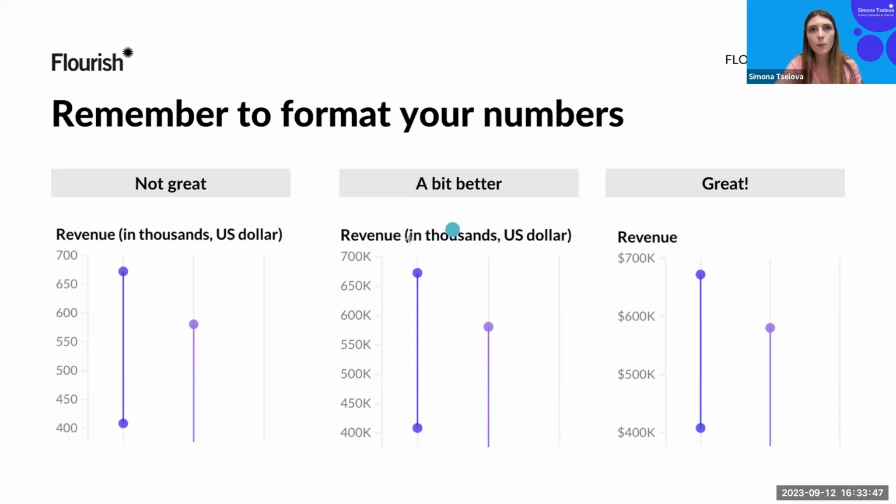Of course, a bit better would be to leave your axis title in the same way, but also point the reader in the right direction by adding a prefix or a suffix, which is good. And whenever it's absolutely mandatory that the user knows that we're talking about a US dollar, for example, do leave this information in the title.